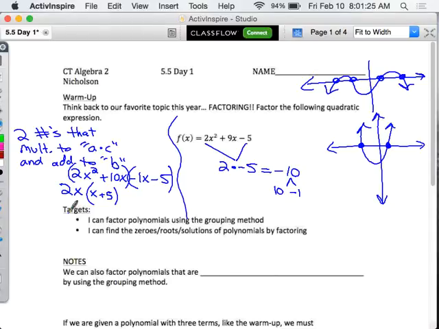The greatest common factor of -1 and -5 is just -1. If the leading number is a negative, you have to take out a negative. I cannot take out an x because this 5 does not have an x on it. So I take out just a -1. Left inside, -1 times what would give me -1x? And the answer is just x. And -1 times what would give me -5? And the answer is +5.